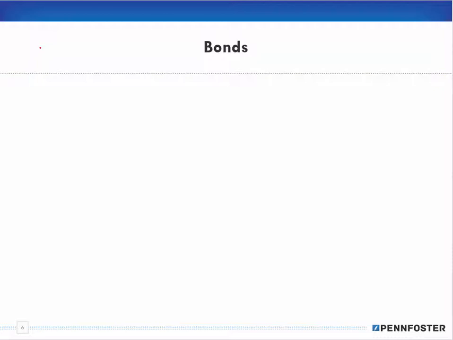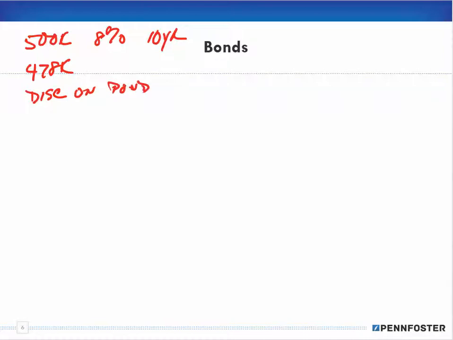For the adjusting entries, the textbook is using the discount. Just to recap, there was $500,000 of bonds at 8% for 10 years. They were selling the bonds at a discount for $478,000. So that made the discount on the bond payable $1,100.